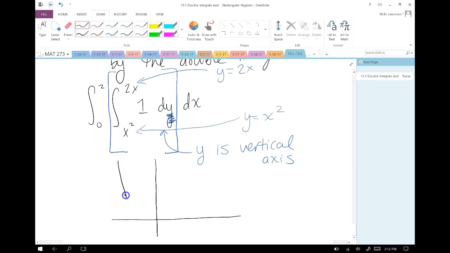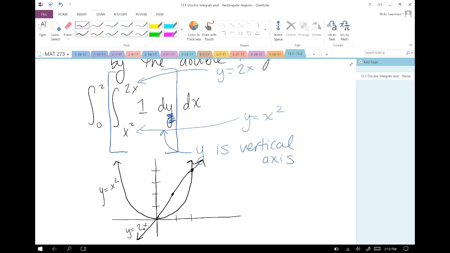So y equals x squared is a parabola. y equals 2x is just a straight line that goes through... no, it doesn't go through 1, 1. It goes through 1, 2 and 2, 4. So there's y equals x squared, y equals 2x. That was given to us by those inner boundaries.